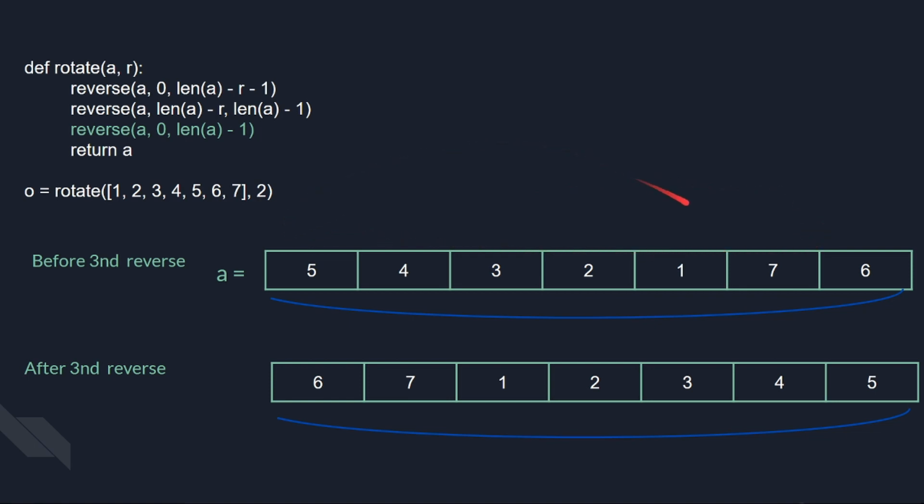And after you've reversed the whole array, you return a. That will return the rotated array, and the rotated array would be 6, 7, 1, 2, 3, 4, 5. So that's how you do it.